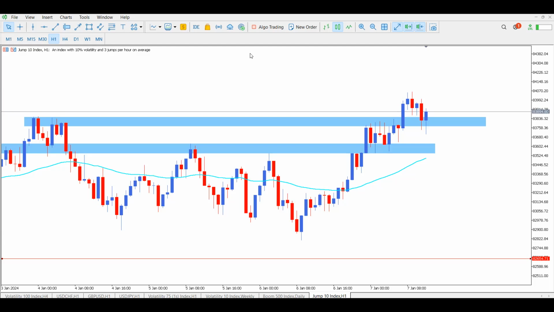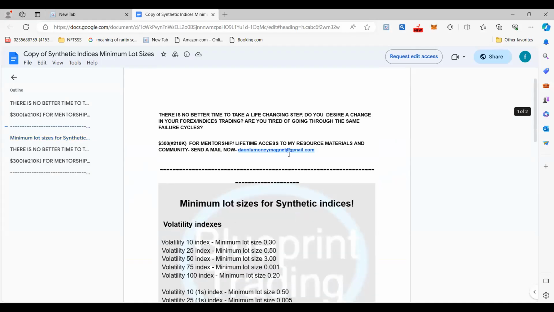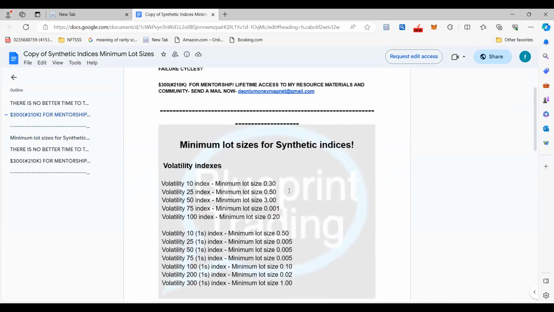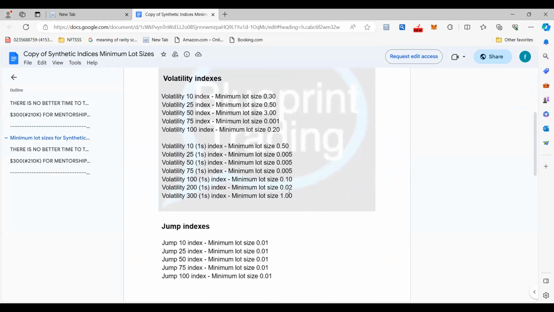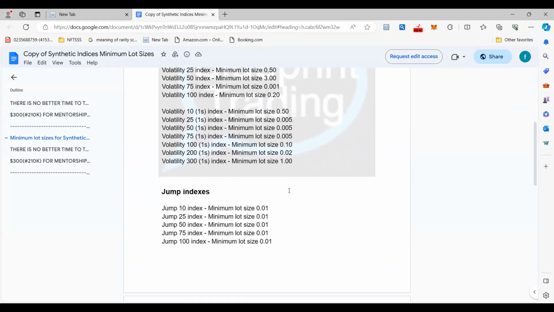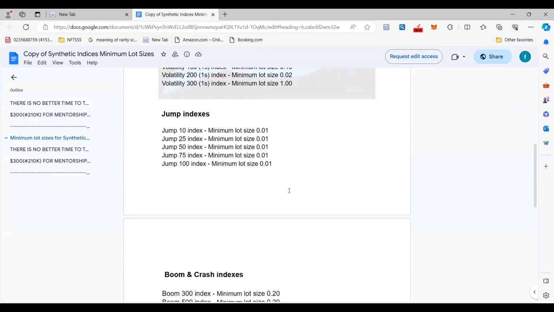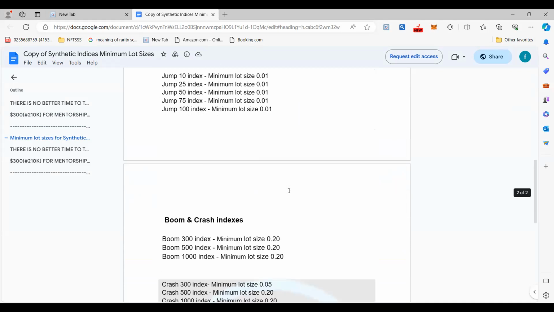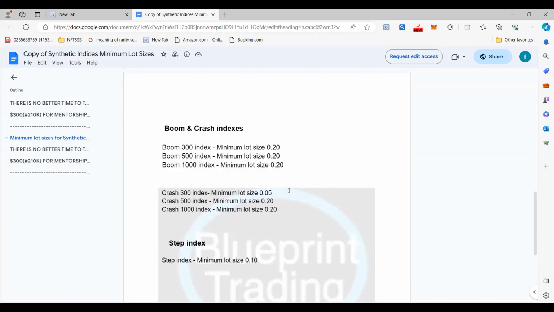Here I have made a list of the different volatility indexes and the minimum lot sizes that you can trade on each and every one of them, as you can see right in front of the screen. I will be leaving the link to access this somewhere in the description below this video. Do well to save it or take a screenshot on your phone so you can make reference to this whenever the need arises.